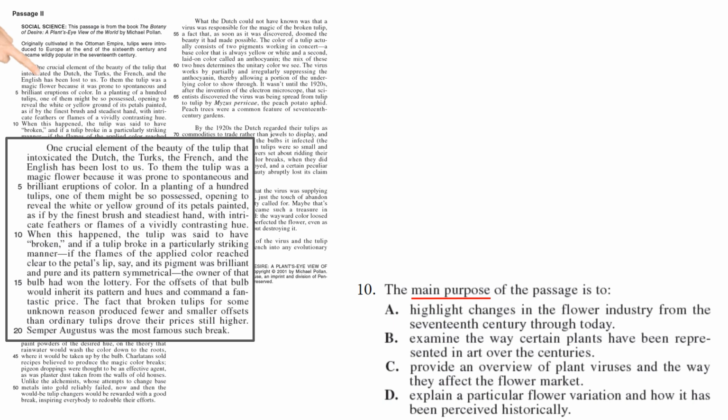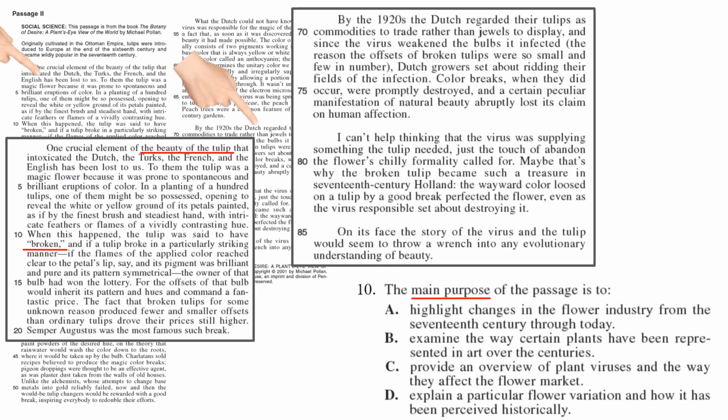So the first paragraph, always a good idea to know the main purpose. It talks about the beauty of the tulip and how broken tulips were extraordinarily valuable at the time, right? Beautiful, valuable. And it goes on to say that they were commodities, the virus weakened the health of the bulbs. And so we know it's not to highlight changes in the flower industries. It does talk about some changes, but that is not the main purpose.